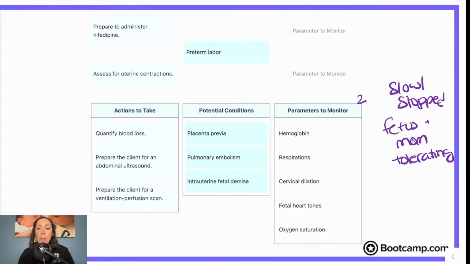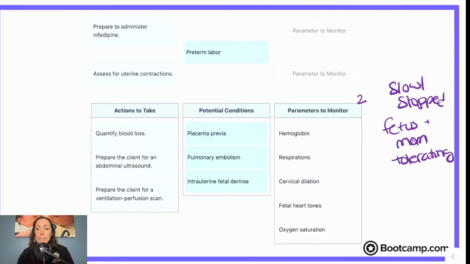Good job, Jennifer. But right now, the hemoglobin is not going to tell us if we've been effective in slowing or stopping labor or tell us how the fetus and mom are tolerating labor. So I don't think that's going to be an option. How about respirations? So same thing here, right? Our respirations are not going to tell us if we've slowed or stopped labor. Definitely something we monitor on everyone. It's not going to tell us if they're tolerating the labor well.